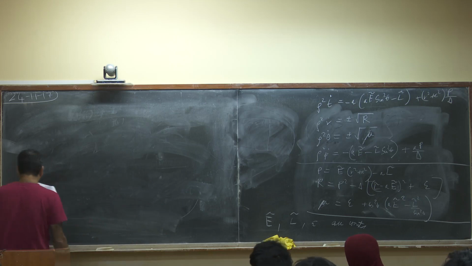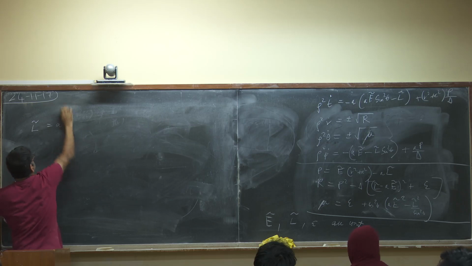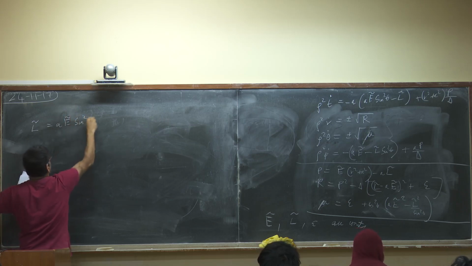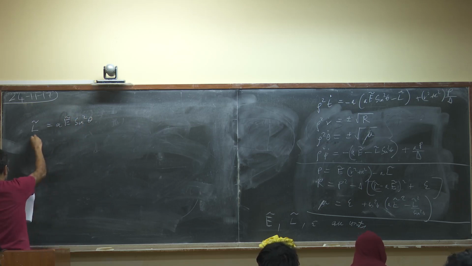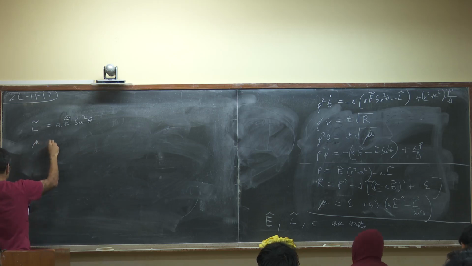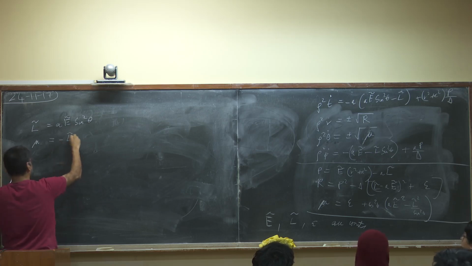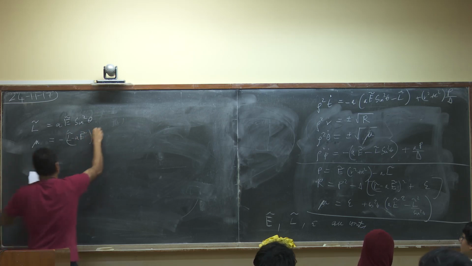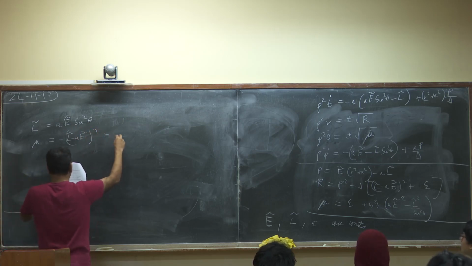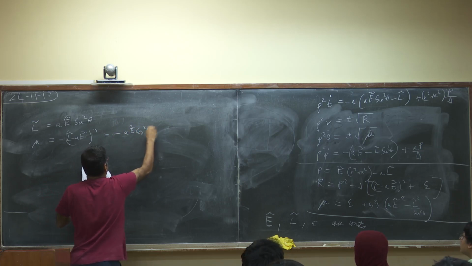Suppose I do the following. Suppose I choose L tilde is equal to A E tilde sine square theta, and mu is equal to minus (L tilde minus A E tilde) the whole thing squared, which is equal to minus A E tilde cos square theta.